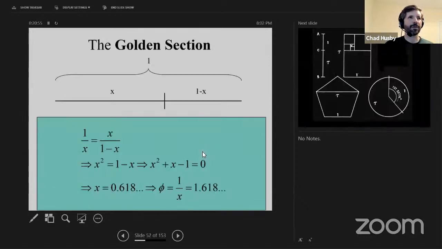It is related to what's called the golden section, which is simply if you take a line segment and you divide it into 2 parts, such that the ratio of the bigger part to the smaller part is the same as the ratio of the whole line to the smaller part. Or alternatively, you could say the ratio of the smaller part to the bigger part is the same as the ratio of the bigger part to the whole line. And if you create this ratio and solve for what the golden section is, you get 1.618.